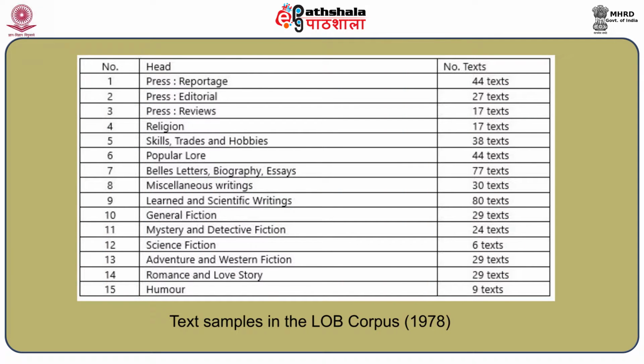So the 15 domains that are included in the LOB corpus and the texts, you can find out how it is: 44 texts come from press reportage, 27 texts from press editorial, 17 texts from press reviews, 17 texts from religion, 38 texts from skills, trade and hobbies, 44 texts from folklore and popular lore, 77 texts from biography, essays and letters, 30 texts from miscellaneous writings, 80 texts from learned and scientific writings, 20 texts from general fiction, 24 texts from mystery and detective fiction, 6 texts from science fiction, 29 texts from adventure and western fiction, 29 texts from romance and love story, 9 texts from humor.